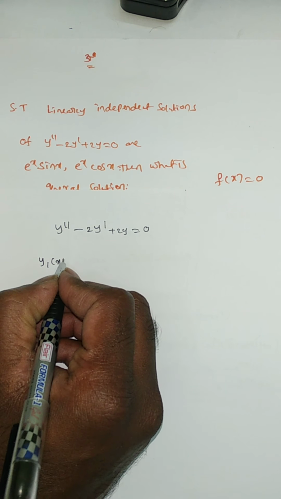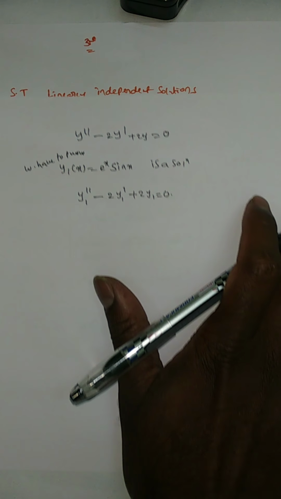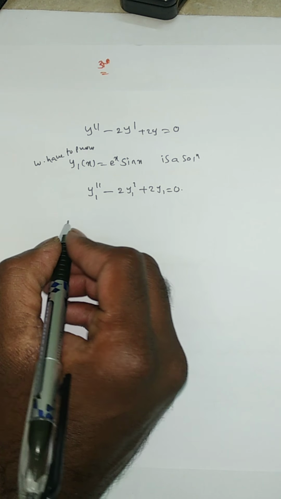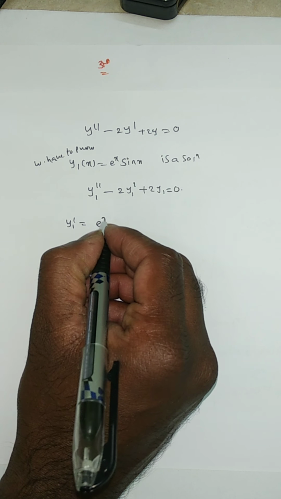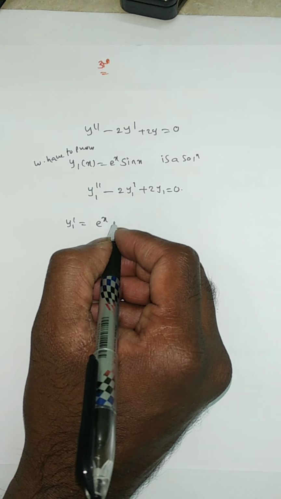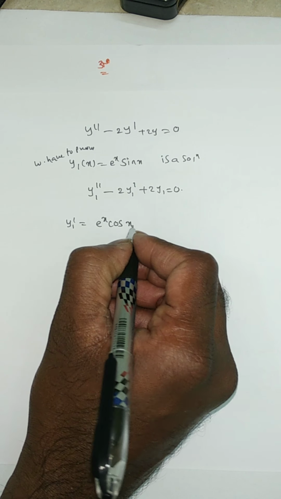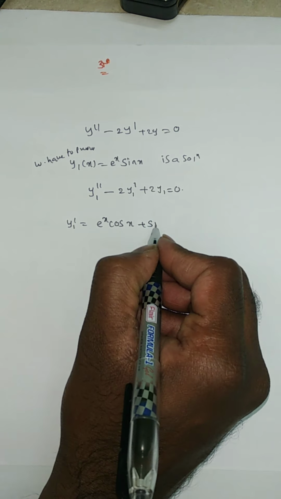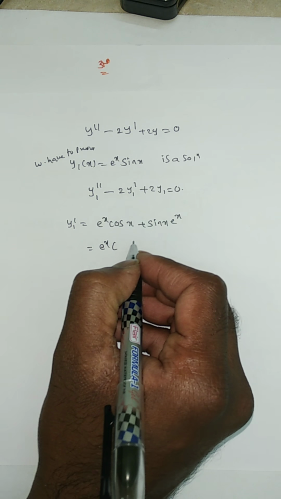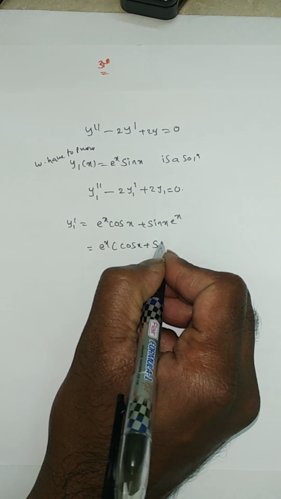How can you say it is a solution? It should satisfy this equation, that is y1 double prime minus 2 y1 prime plus 2 y1 is equal to 0. Now we will verify. What is y1 prime? y1 prime is the derivative of e power x into sin x. First, e power x into the derivative of sin x, which is cos x, plus second term sin x into the derivative of e power x, which is e power x. So you can write this as e power x common, cos x plus sin x.